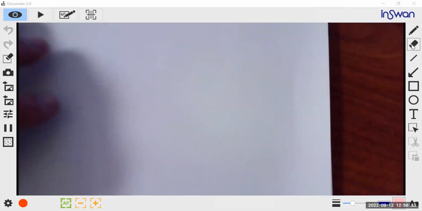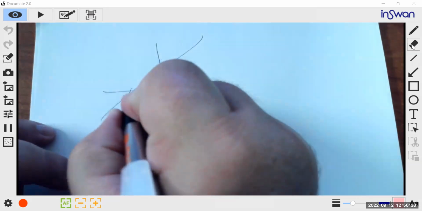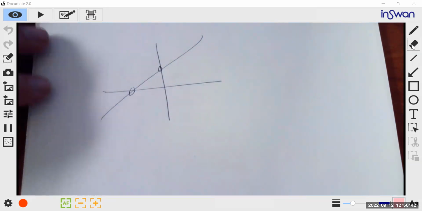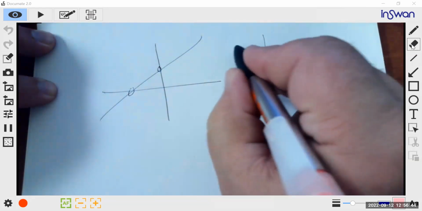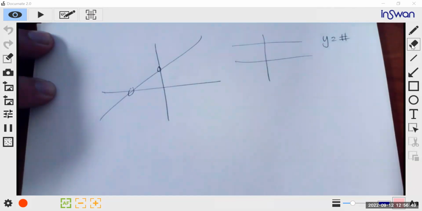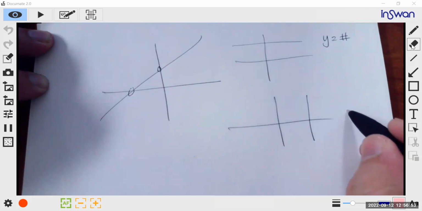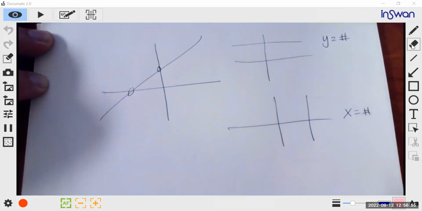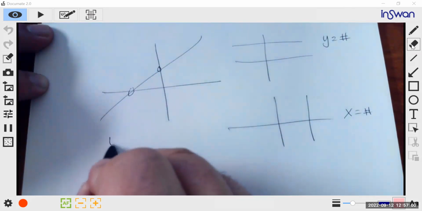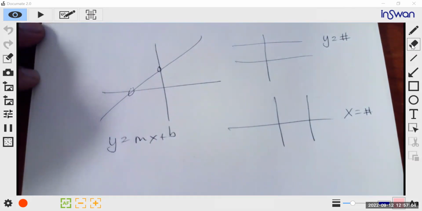But why is it x, not y? Because remember, this is perpendicular to the x-axis. It means it goes up and down. It can't have a y because it never touches the y-axis. A line can only have an x and y in it if it crosses both the x and y axis. If it only has a y, then that's the equation of the line. If it only has an x value, that's the equation of the line. Anything else that has a slope will have an equation like this. Anything else.